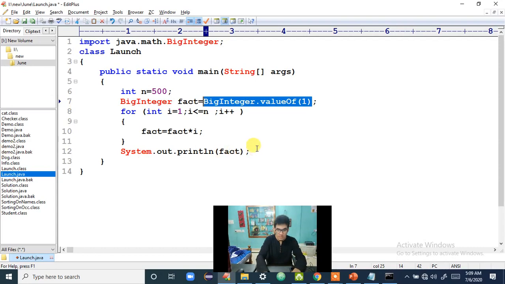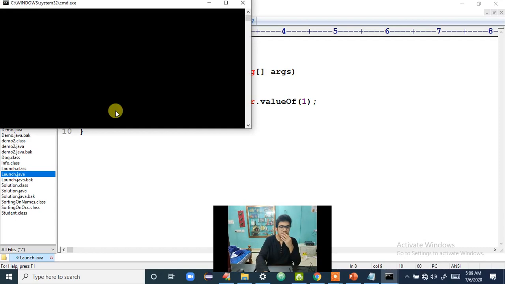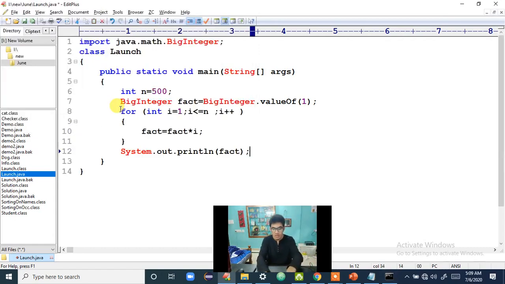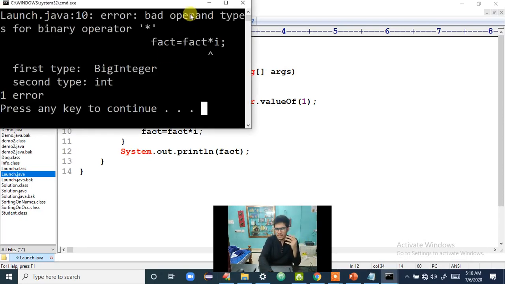Maybe if I cut this and show you, I'll compile, and when I execute, watch here, there is no error now. I am executing, there is no error in that line. Then what about the other line here? Let's see. I'll compile. When I compile, what is it telling?